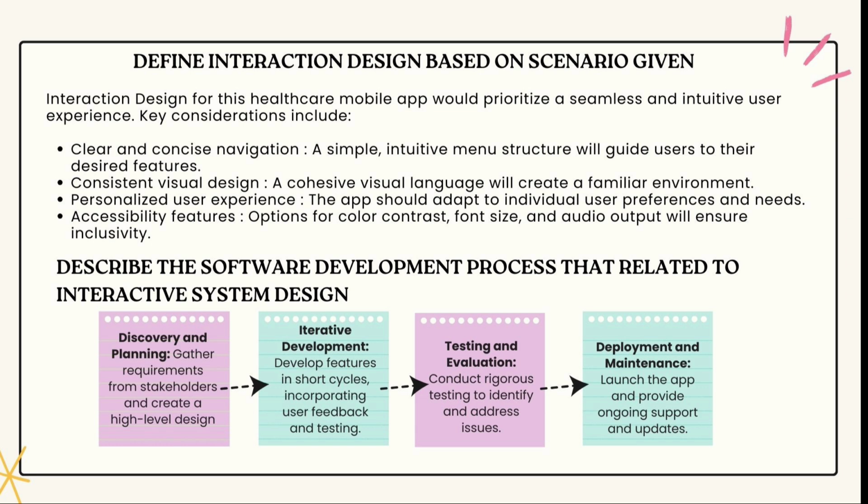Moving on to the software development process. It is closely tied to the interactive system design and follows 4 key stages. First, discovery and planning. This is where we get the requirements from stakeholders and create a high-level design. Second, interactive development. Features are developed in short cycles, allowing for continuous user feedback and testing. And then, testing and evaluation. Rigorous testing is conducted to identify and address any issues, ensuring a high-quality product. Lastly, deployment and maintenance. Finally, the app is launched, and ongoing support is provided through updates and improvements.